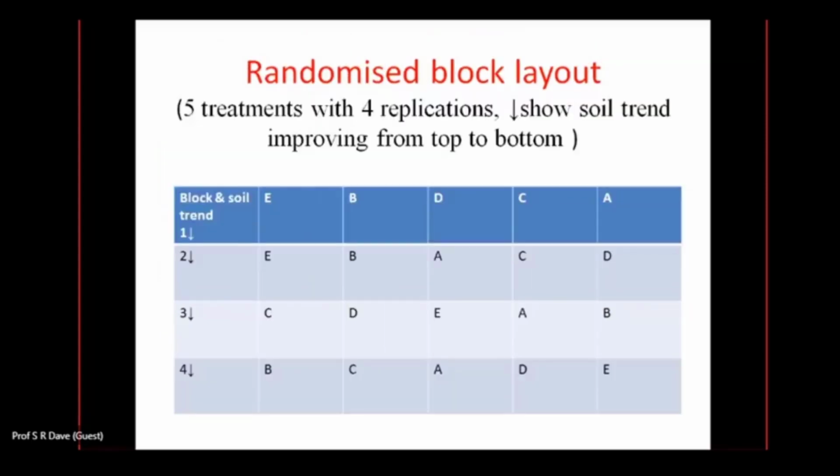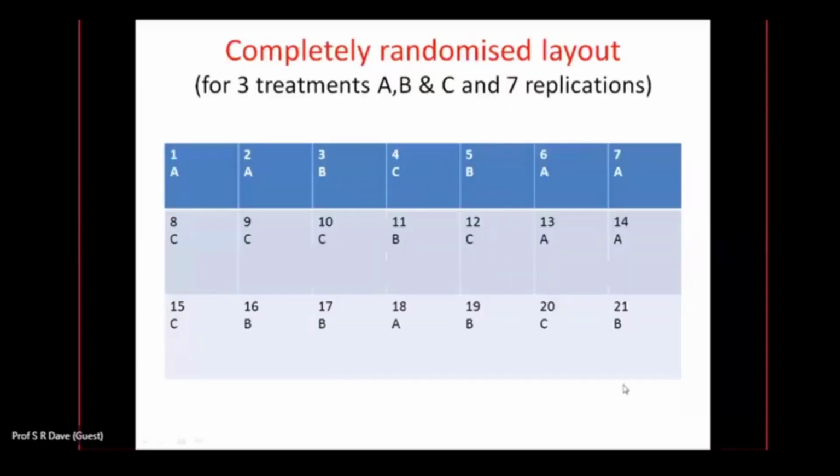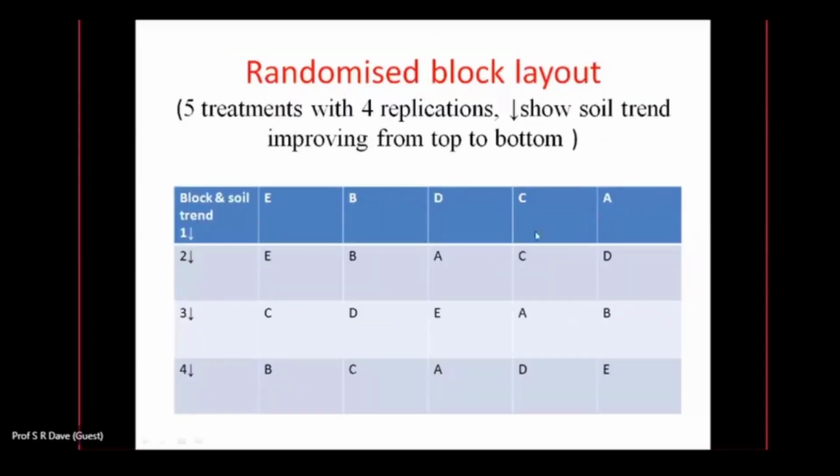The second experiment is the randomized block layout. The previous one was a completely randomized design. Here this is a randomized block layout. Now see this dark blue, light blue, much lighter blue. Here I have divided the plot; in the previous experiment I had not divided it. Here I am dividing it into block 1, block 2, block 3 and block 4.